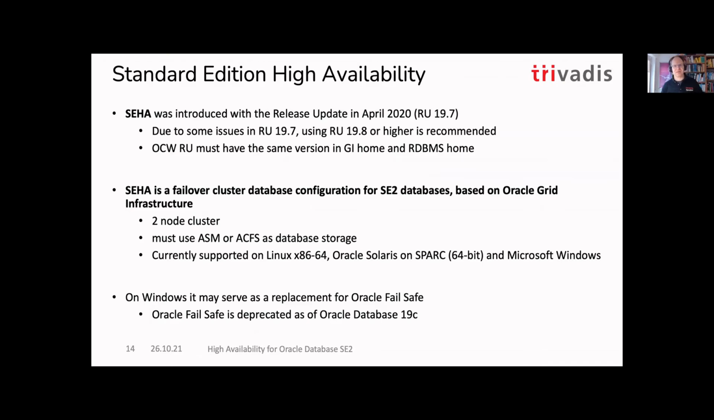Introduced with release update 19.7 in April 2020. There were a lot of issues in this release update, a lot of bugs listed in the release notes, and I had to open some service requests to get this thing running. So use 19.8 or higher for Standard Edition High Availability. Nowadays we are on 19.13, which was released last week, I think. So we're fine with that.